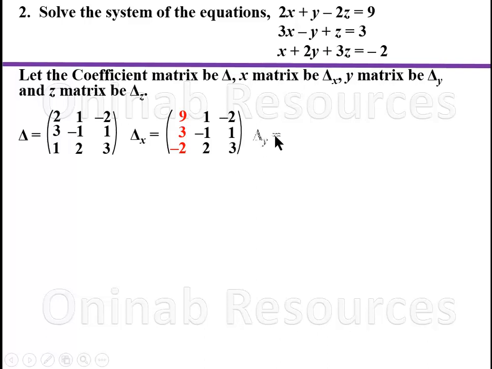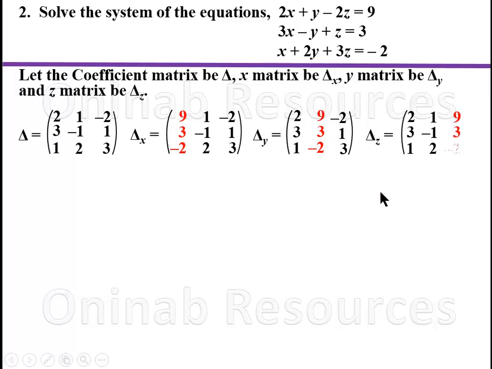Then we go to the y matrix, which is delta y. Again, we are going to remove the collection of the coefficients of y, which is the second column. We still maintain our first column. The second column will be replaced by 9, 3, negative 2, and we maintain our third column. Then the z matrix, which is delta z, in the same way we maintain the first 2 columns. The third column will be the constant matrix, 9, 3, and negative 2.